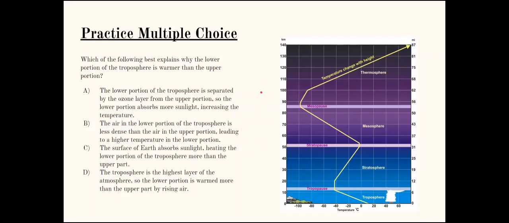And for the final question, which of the following best explains why the lower portion of the troposphere is warmer than the upper portion? Why is the temperature down here higher than when you get to the top of the troposphere? Okay. Hopefully, you were able to get those answers.